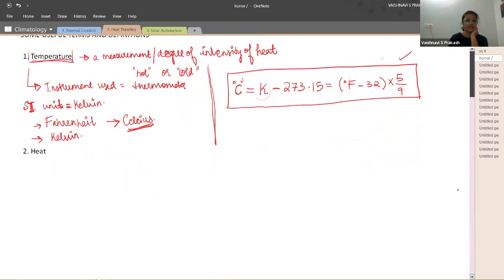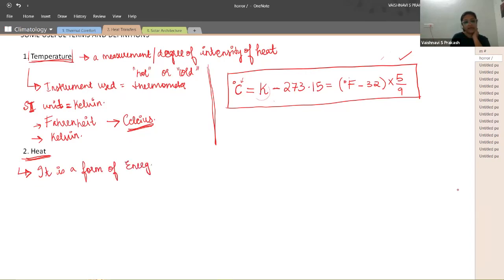Okay. The next term that we're going to look at is heat. Again, we've dealt with heat yesterday, heat transfers, thermal, right? That's all we're talking about in climatology right now. But the definition of heat is that it is a form of energy, first of all. Energy. So whatever we're measuring here, what is hot or what is cold is because of heat. It's simply a form of energy.